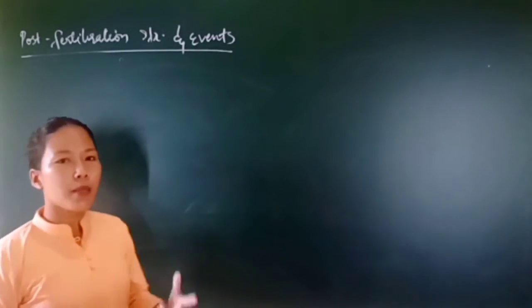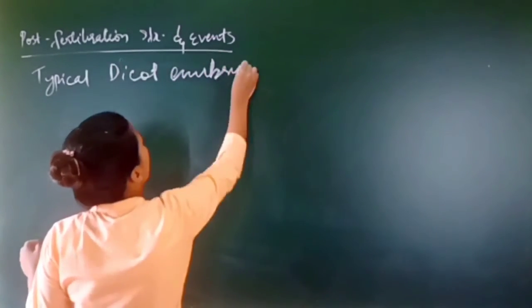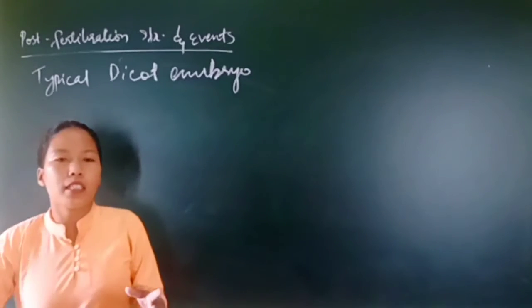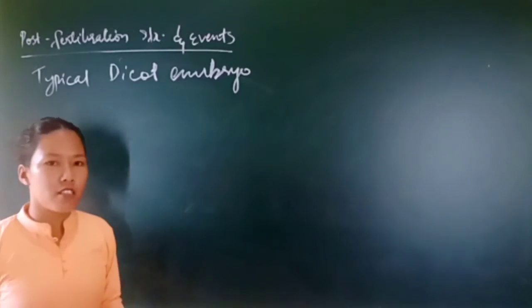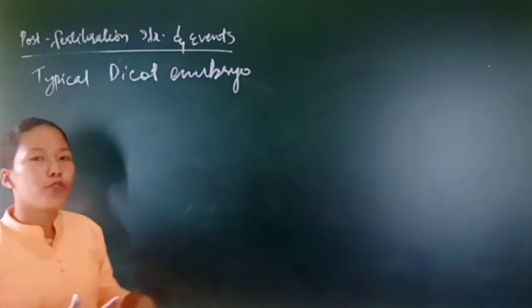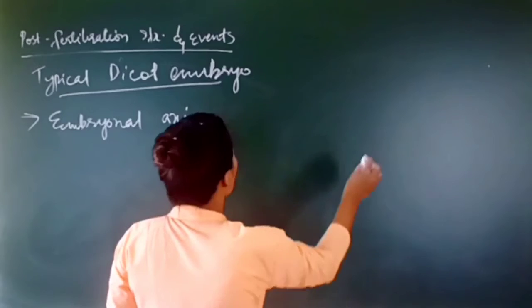Now let us study the typical dicot embryo. Actually the development of the embryo is similar during the earlier stages, but as it gets mature, depending upon the plants, they develop into different kinds of structure. So here we will study the typical dicot embryo. This typical dicot embryo consists of an embryonal axis. Along with all these points, let me draw the diagram also.